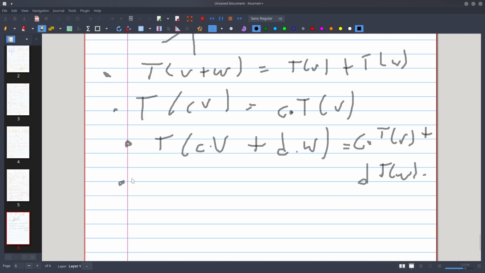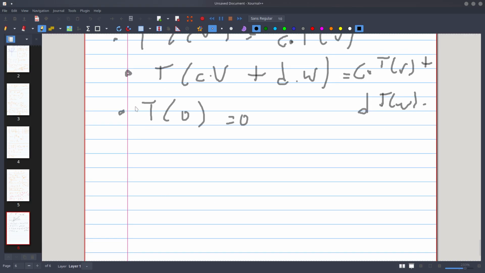This should go without saying, and it's trivial, but it's not so trivial. It's very important, actually: T of 0 has to be equal to 0. You can see why T of 0 is 0. But it's worth mentioning, because if you didn't have this rule, then certainly you don't have a linear transformation.